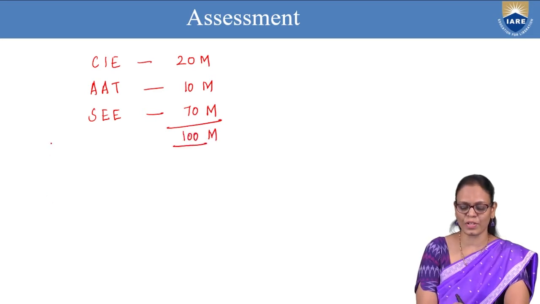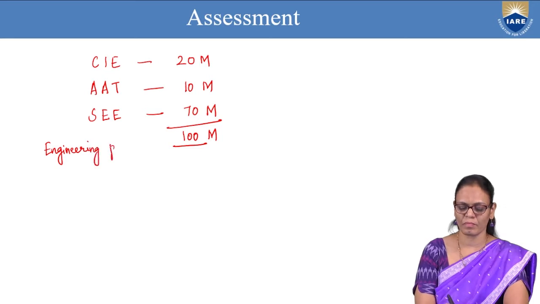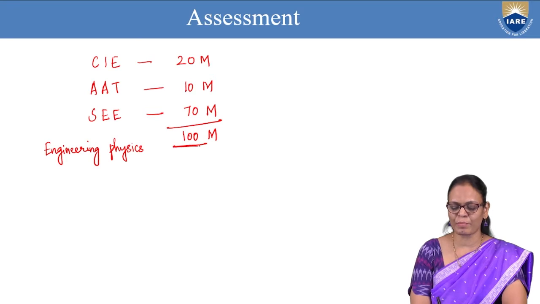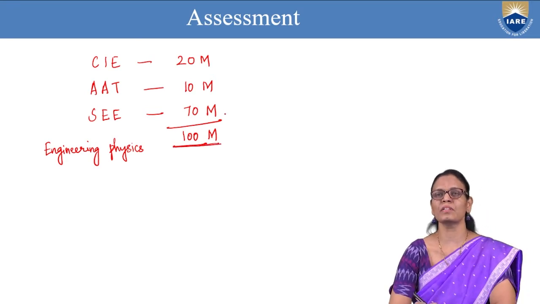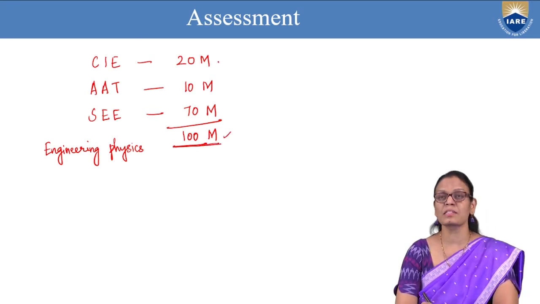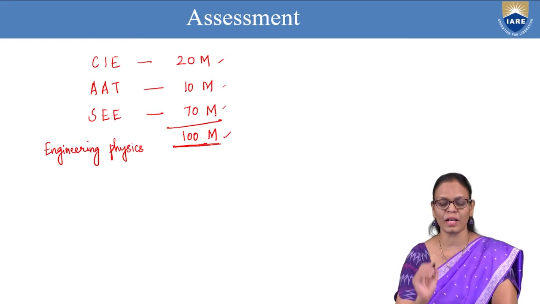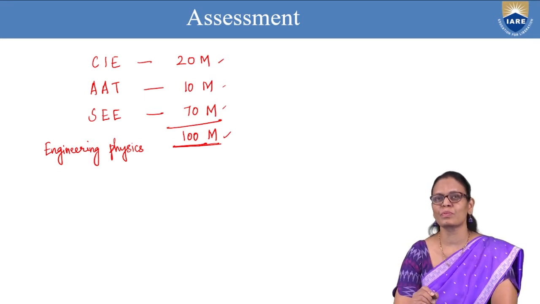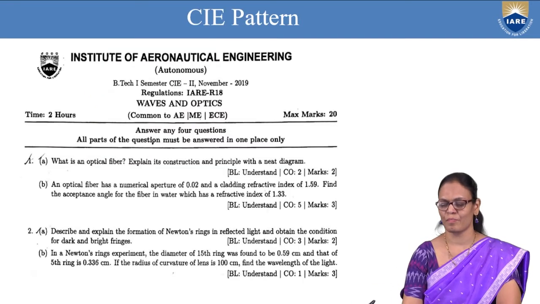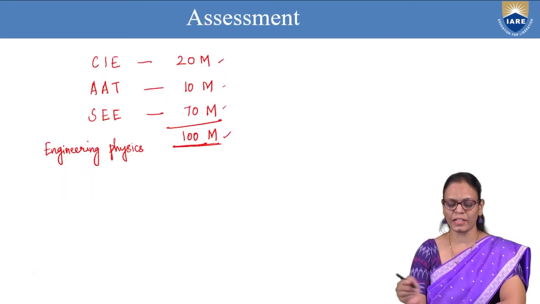So the course which we are talking about is Engineering Physics, and the assessment will be for 100 marks by the end of the semester. How it is done, I have explained, divided into parts. I will explain each one to you very clearly so that you will have a clear idea before you do the course. So the first one is CIE. What is CIE here?